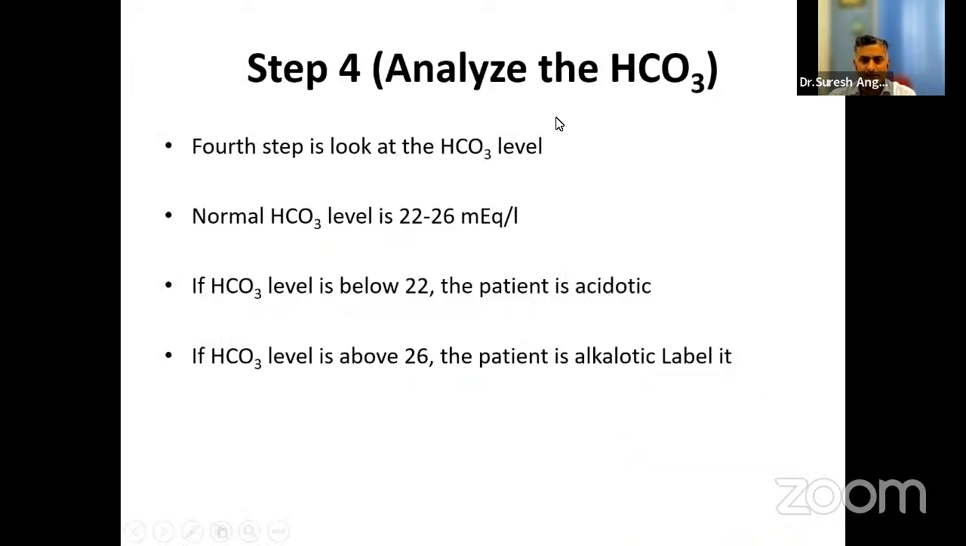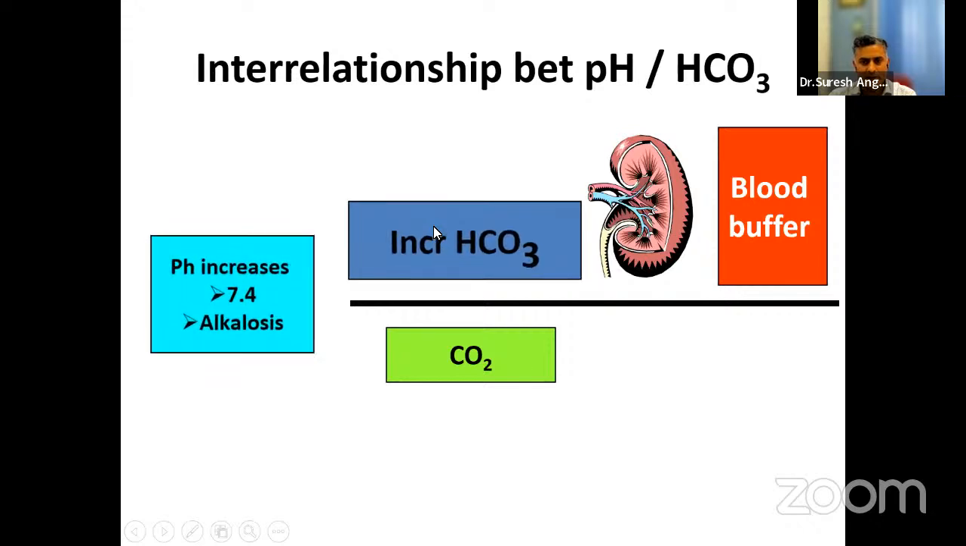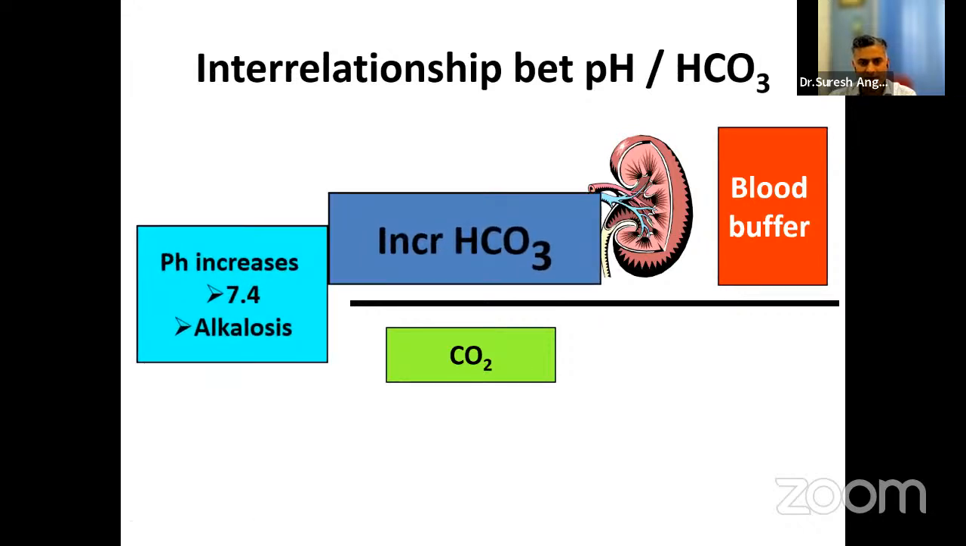The next step is to analyze the bicarbonate level. The normal level of bicarbonate is 22 to 26, and if it is below 22, we label it as acidotic, and if it is more than 26, we label it as alkalotic. The relationship between pH and bicarbonate is like this. If there is an increase in bicarbonate, the pH will increase, and we label this as metabolic alkalosis.